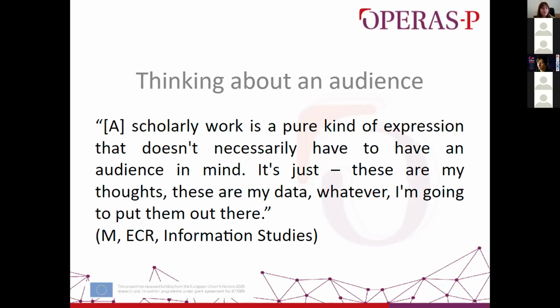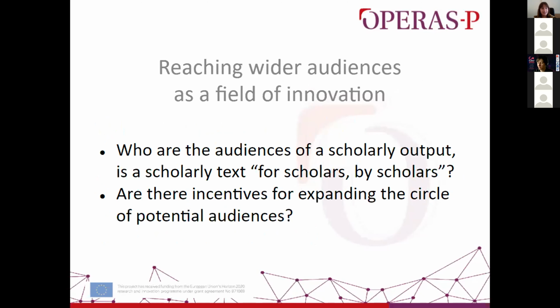This is just something to tease us a little here, because most of the scholars reported that they do think about audiences a lot, whether it's about their specialized small community or about reaching a broader audience and having some kind of social impact. There is usually something about audiences on their mind. And the question we could look at is, who are the audiences for scholarly output? So is a scholarly text, as we would traditionally say, for scholars by scholars? This is also a quote from one of the interviews. And what are the incentives for actually expanding the circle of potential audiences outside of the usual suspects?